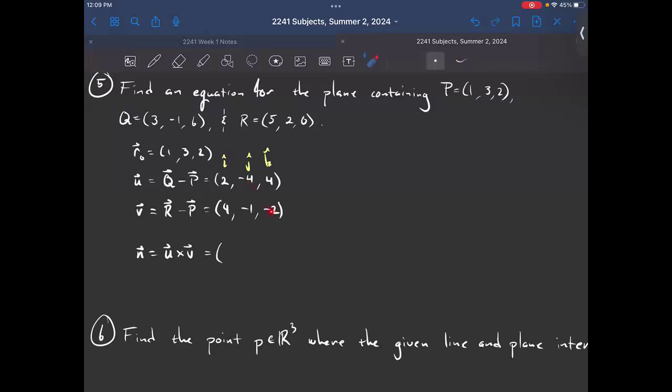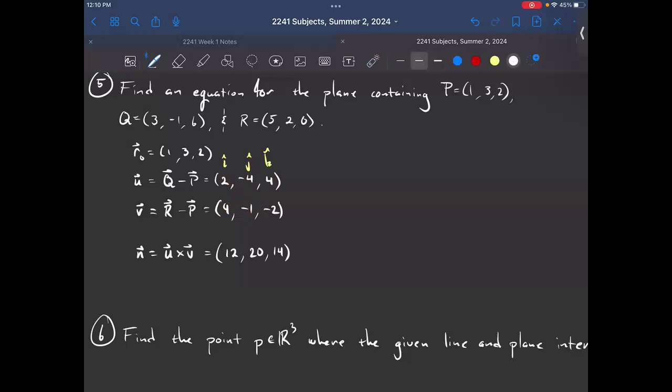So we've got -4 times -2 is 8 minus -4. So that's 8 plus 4 is 12. And then J, we have 4 times 4 is 16 minus -4 is 20. And for K, last but not least, 2 times -1 is -2 minus -16. And that gives me +14, I believe. -2, +16, yes. All right, so there is my normal vector.